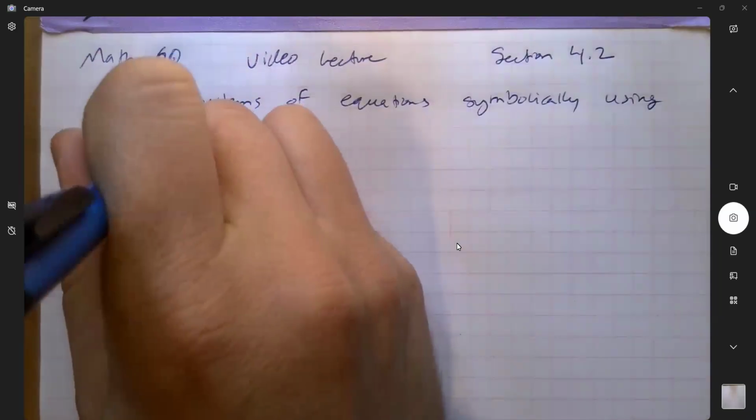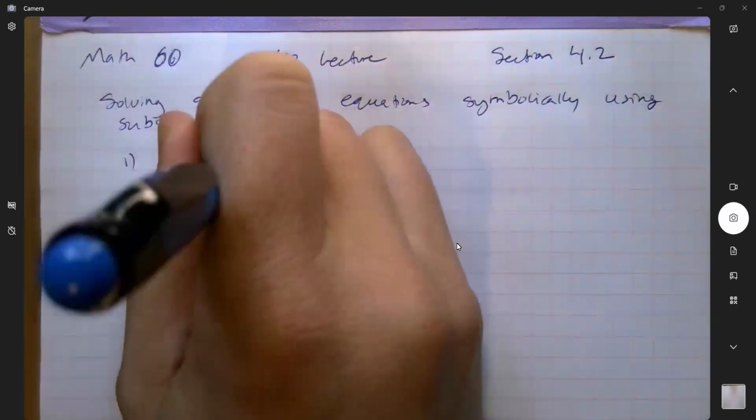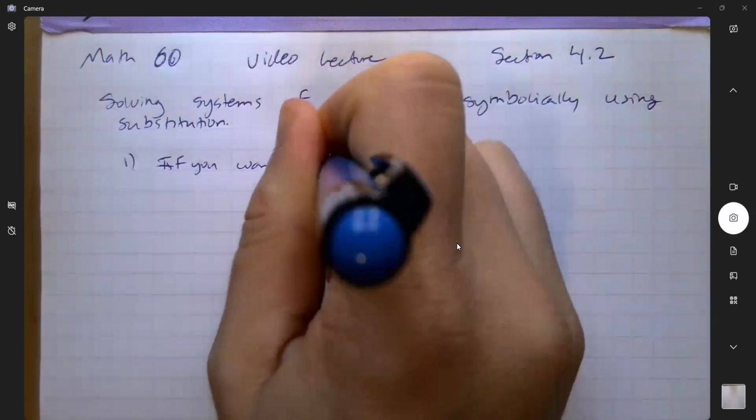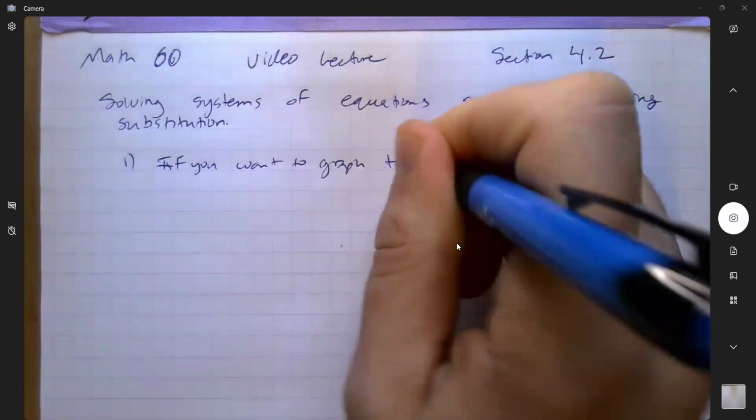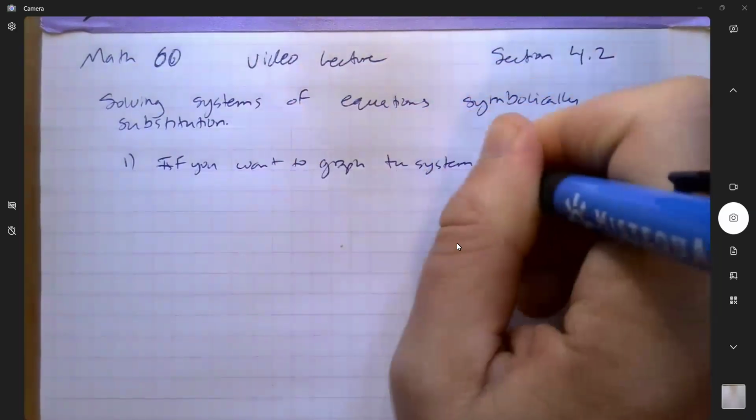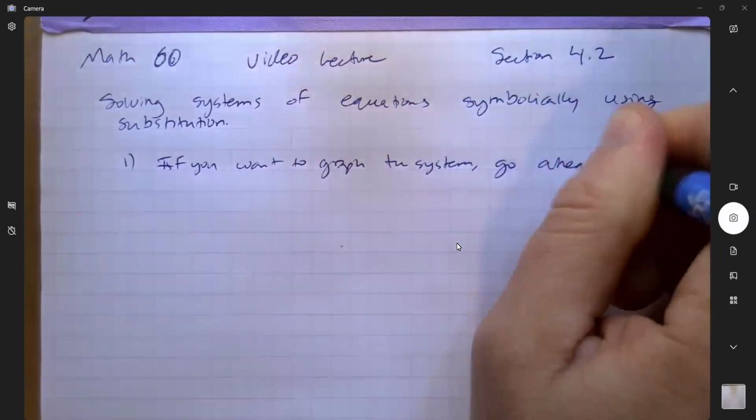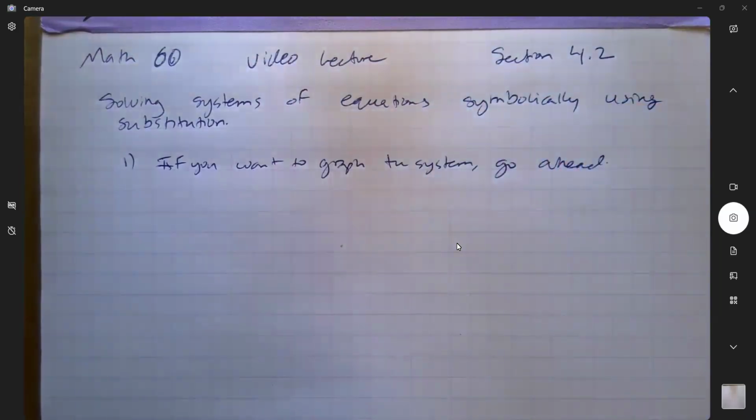So the first thing I want to say is, if you want to graph the system, go ahead. We have the tools. Let's use the tools. You never have to, at least not in my class, solve a system of equations symbolically. You are welcome to always solve it graphically.